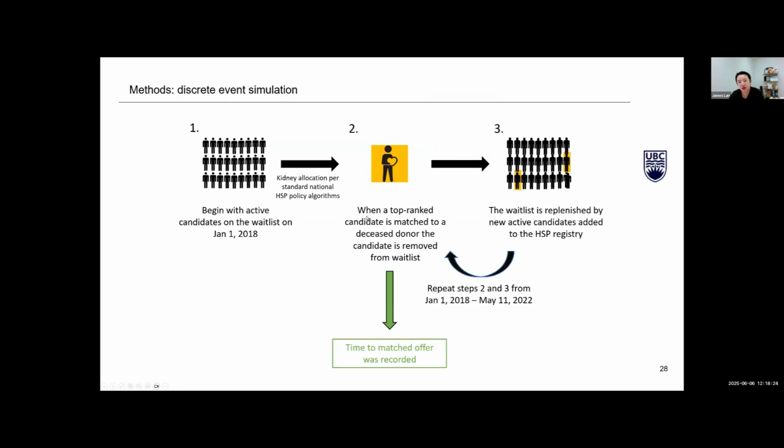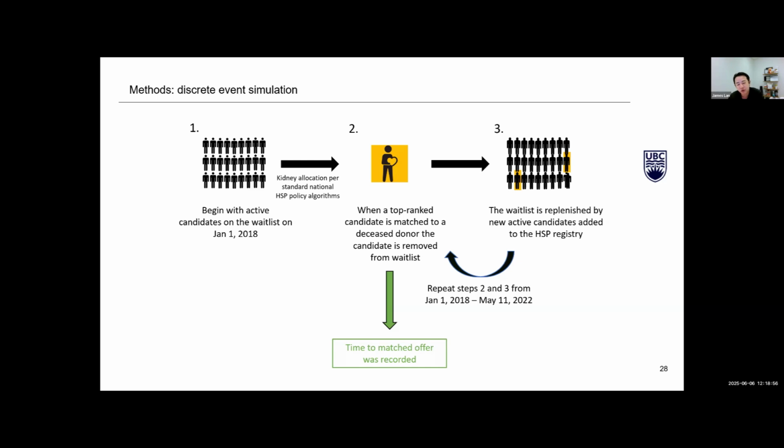But we know that organ allocation is not a static box. It's a very dynamic process because at any given time, new patients are added to the waiting list, and some of them will receive an organ transplant and then they're removed from the waiting list. So what we then went on to do is perform a discrete event simulation. We started with the active waiting list of candidates in 2018. And then we basically flew in all the donors that we got in Ontario over the past few years.